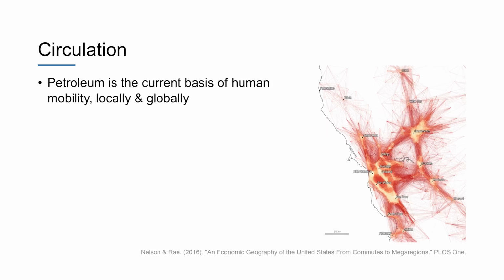So the most common way that we interact with petroleum in our daily lives is through our mobility. Petroleum is the current basis for human mobility in general. And this includes local travel, like our commutes, represented in the map of the Bay Area on the right. And it also includes global transport as well. For example, cargo ships, airplane flights, that kind of thing.